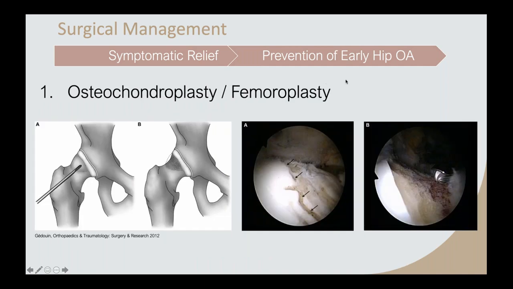Subsequently, depending on which type of FAI or what are the associated injuries, they will either do a femoroplasty or osteochondroplasty, where in a cam type impingement, they will use a burr to reproduce that normal anterior superior femur head neck offset. For example, in this image, you see there's a fibro-osseous bump here. They use it to shave it off to create this offset to allow for a wider range of movement.